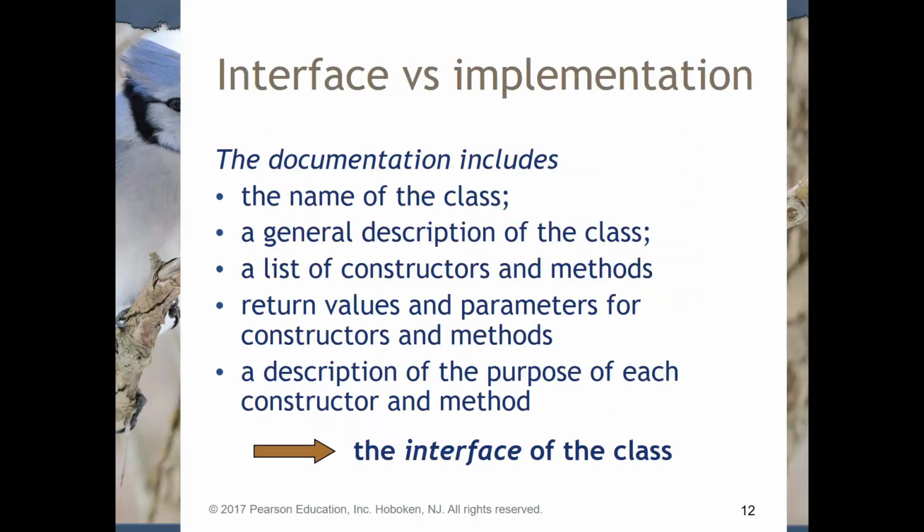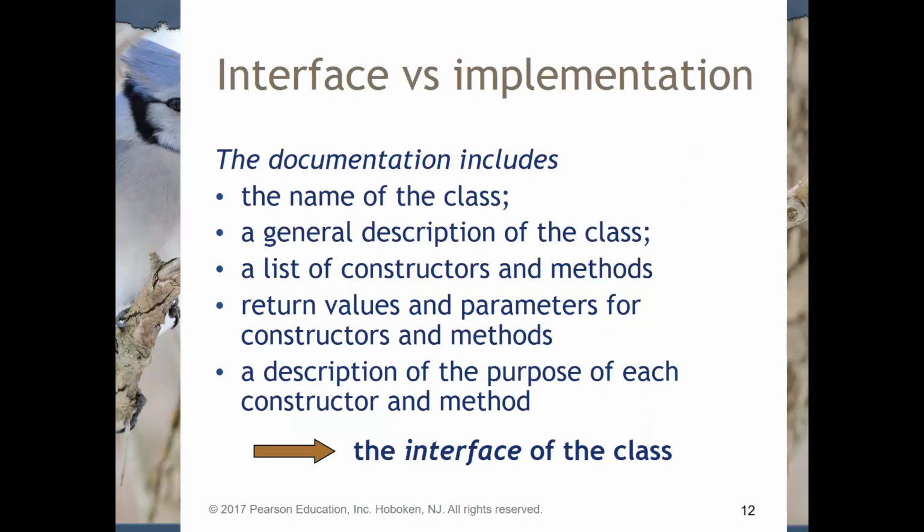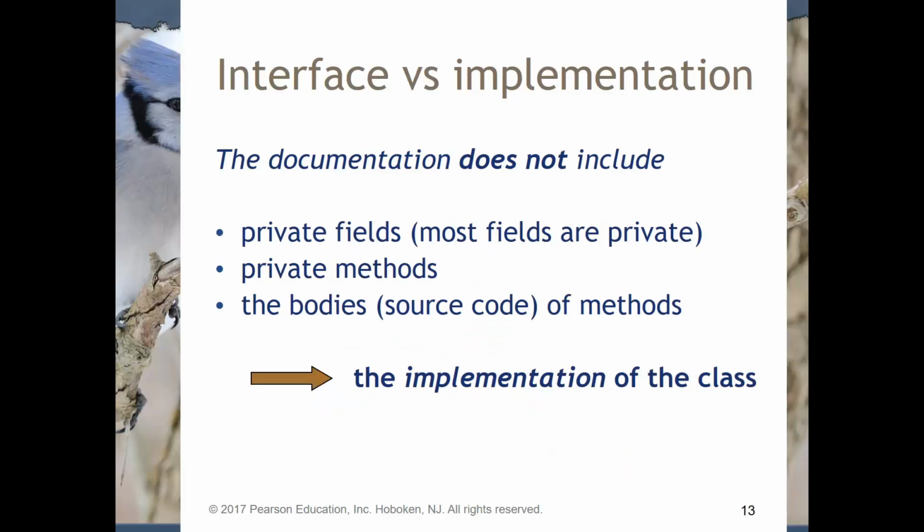Interface versus implementation. The documentation includes the name of the class, a general description of the class, lists of constructors and methods, return values and parameters for each of the constructors and methods, and a description of the purpose of each. This is all the interface, what they're saying. The implementation, I couldn't tell you two lines of code that were behind String, but I don't care. I trust that they've developed it properly and that I will use it from there.